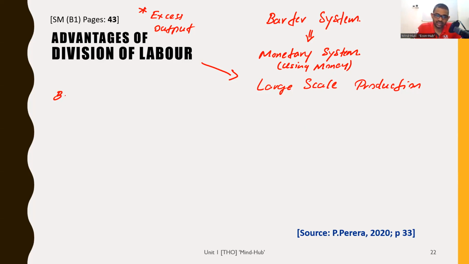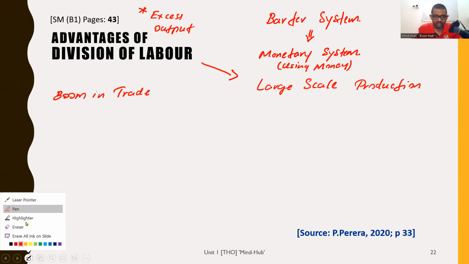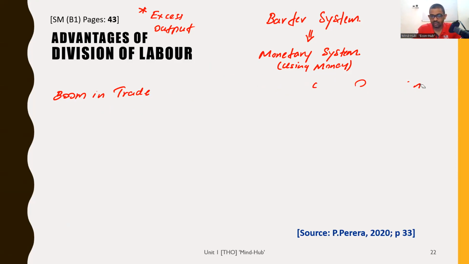That means a massive expansion in trade. When there is a massive expansion in trade, a boom in trade, you are now trying to create a big output. The more you produce, the more you can exchange in the monetary system. This boom in trade is another reason that people wanted to go in for large scale production. Now there's a logic for large scale production. You get the point?